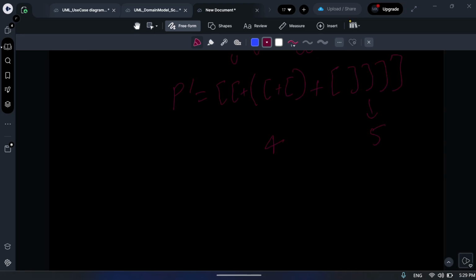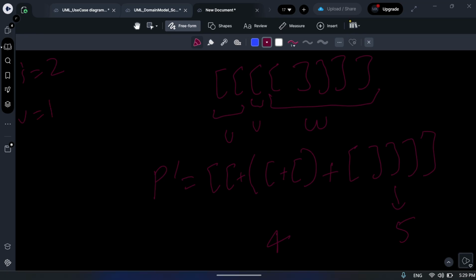Here, let's try to focus on it. Length of V is 1. This is legal because R is bigger than 1 and UV are 3. For example, you can see UV here are 3, which is again less than or equal to 4. So the total length is 8. 2 goes here, 1 goes here, and 5 goes here.